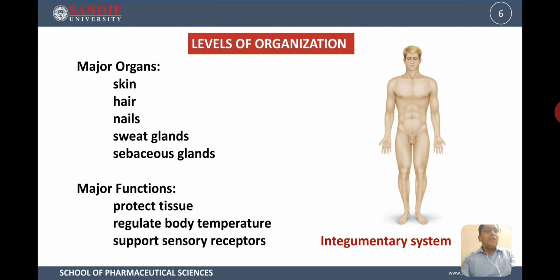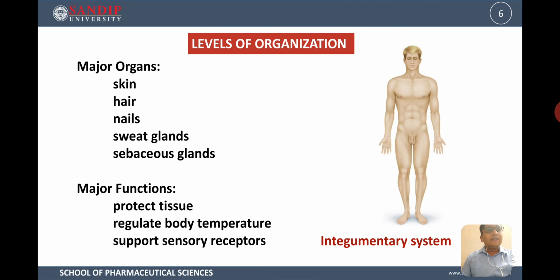The major organs in the integumentary system: the first one is skin, second is hair, third is the nails, fourth is the sweat glands and sebaceous glands. This system protects the tissues, regulates the body temperature and supports the sensory receptors. Here, what is meant by sensory receptors? These are micromolecular proteins which are abundantly present in the human body. So this is the first system, the integumentary system. Hope I have made clear what is meant by the integumentary system.